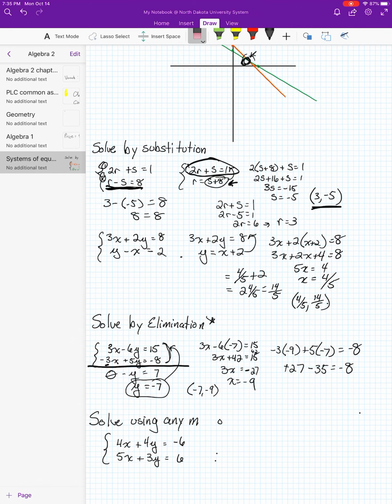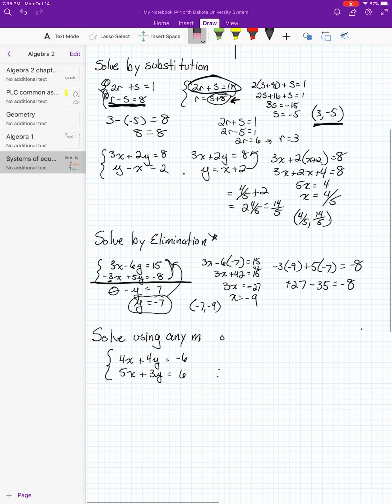Okay, so what I want you guys to do in your notebooks is solve this one. Solve this last problem using any method.